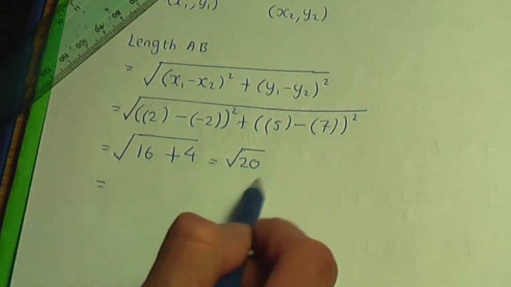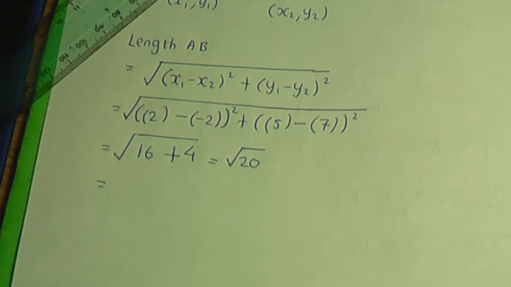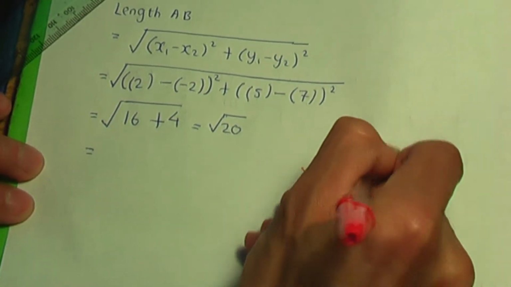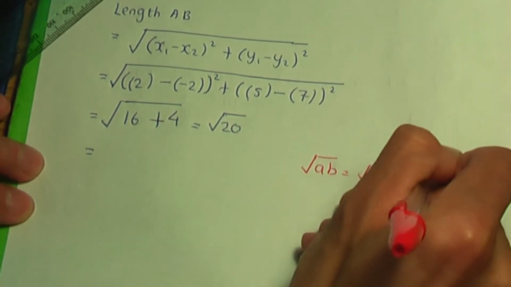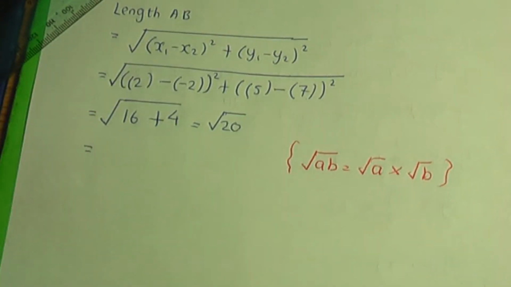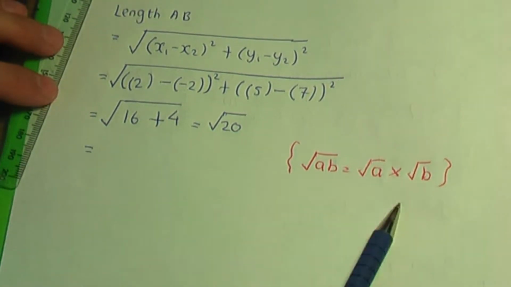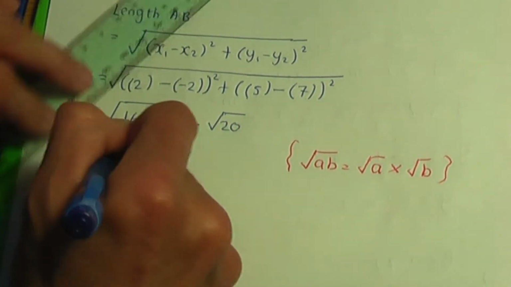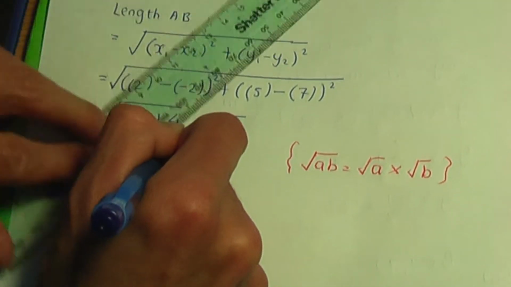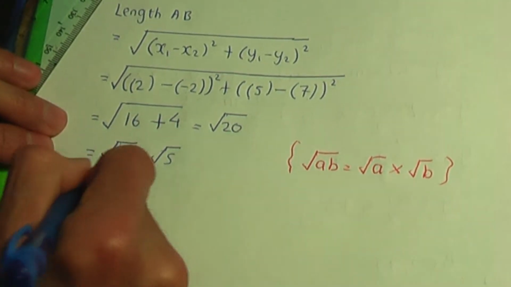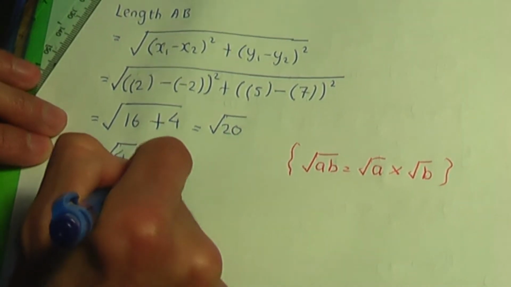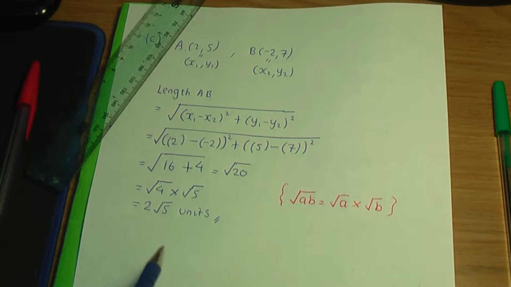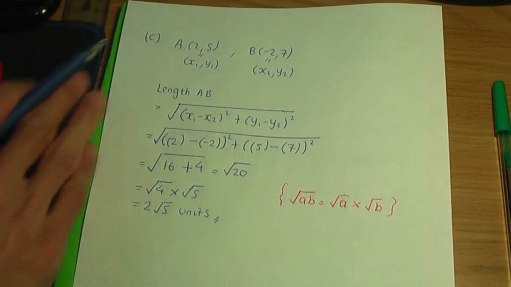However, we can use one of the rules for surds in order to simplify this. And the rule that I'm referring to is, if I have the root of AB, that is the same as the root of A times the root of B. So I can use this rule for surds in order to break down root 20. So root 20 is the same as root 4 times root 5. And since root 4 is 2, it's 2 root 5, and it's 2 root 5 units. So that should be the solution to part C.